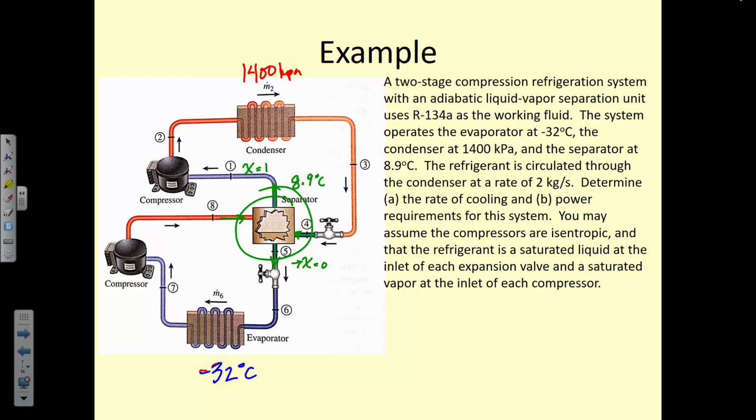All right, the refrigerant is circulated through the condenser at a rate of 2 kilograms per second. So which mass flow rate is the condenser flow rate? The top one, right? E equals 2 kilograms per second. This was also another issue I saw in the homework, using the wrong mass flow rate, that you assigned it to the wrong part of the problem. So be careful about things like that.